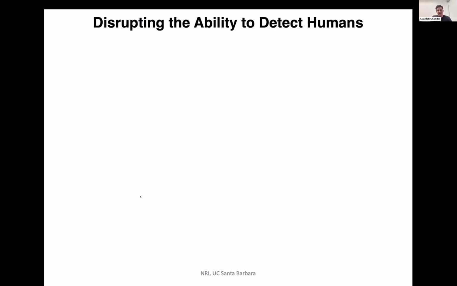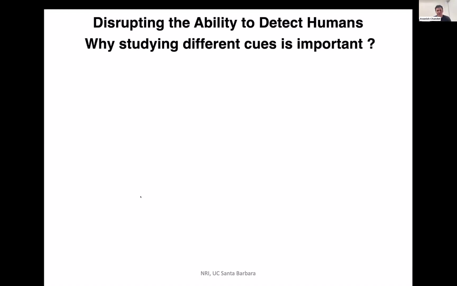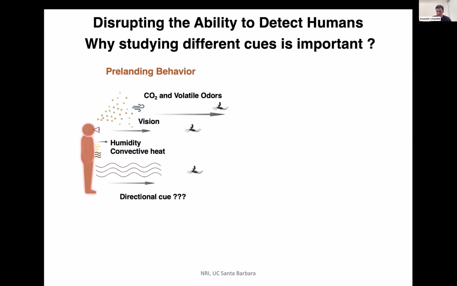Why is it important to study multiple sensory cues and their underlying mechanisms? It is because female mosquitoes rely on a combination of signals such as volatile skin odors, carbon dioxide, vision, body heat, and humidity to find their host.